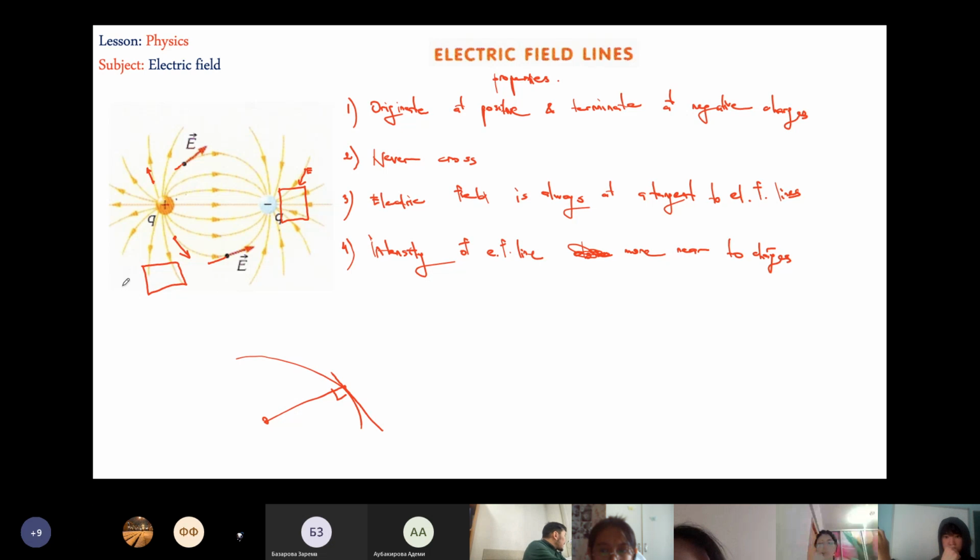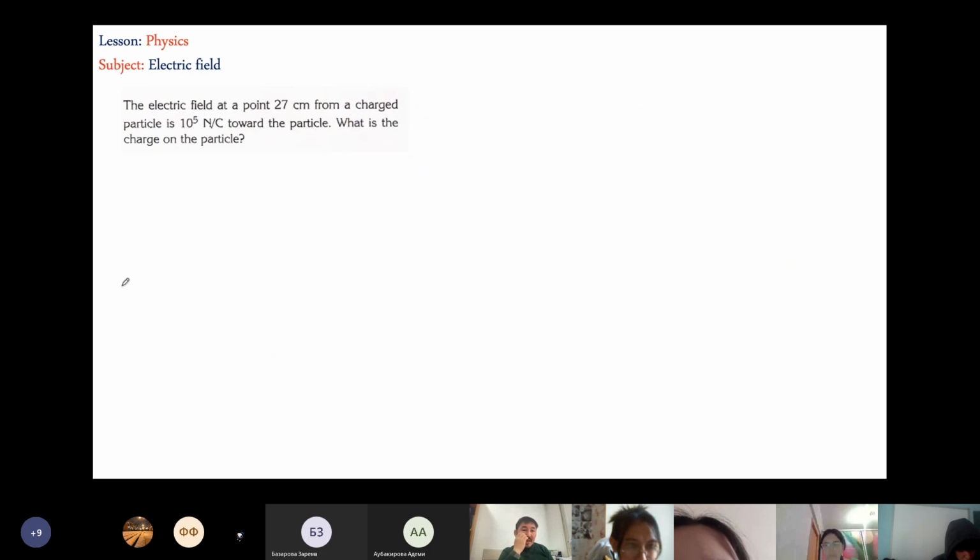Okay. Let's go on. Мына жерден бір есебімді көріп алайын. We'll continue with the questions, of course. Okay. Now, electric field at a point of 27 centimeters from a charged particle is 10 to the power 5 Newton per coulomb towards the particle. What's the charge of the particle?